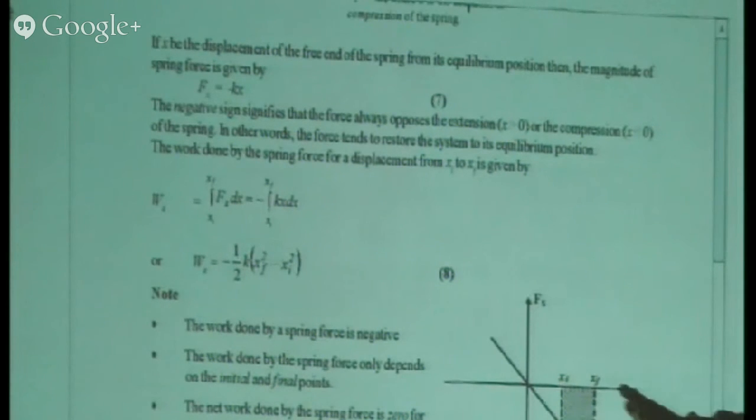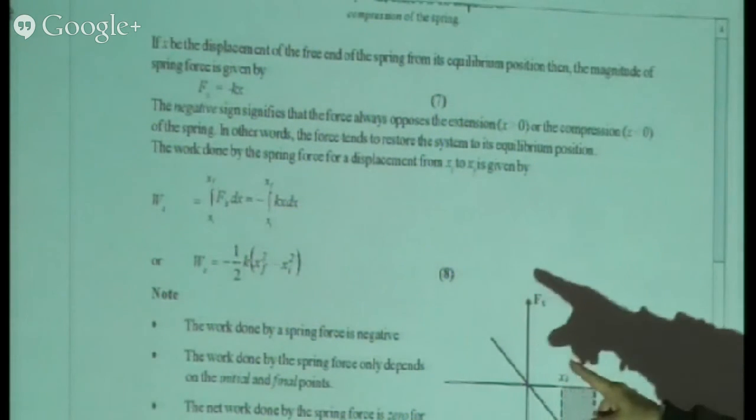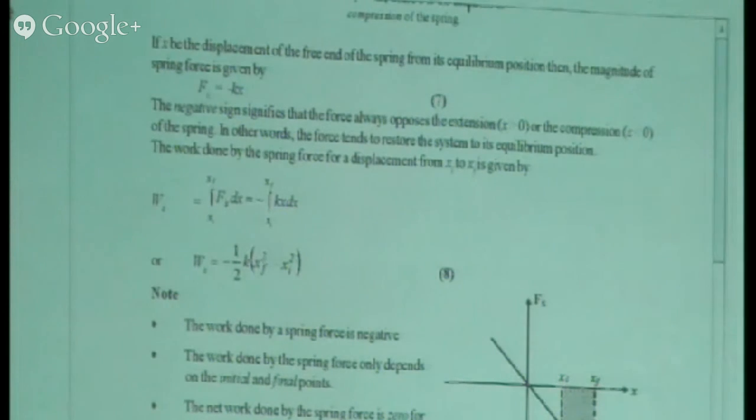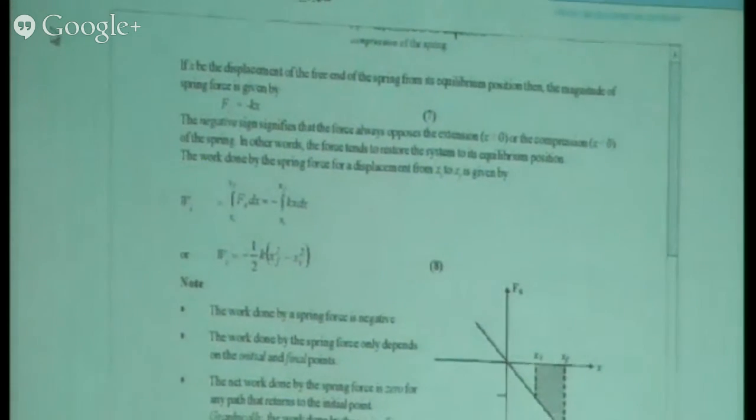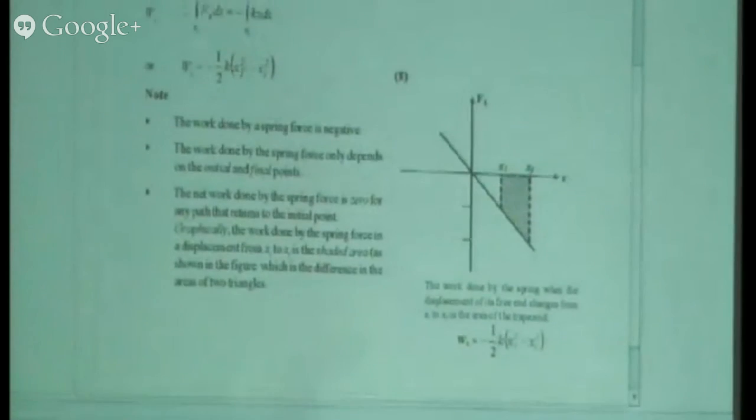So as the body moves from xi to xf, the magnitude of the work done is half into k into xf square minus xi square. And one can make out from this picture that this is nothing but the area of the shaded portion shown in the graph. How? There are two right angle triangles. One right angle triangle has a base xf, and the height is half kf. So the area will be half into k into xf square, and then the unshaded triangle is half k xi square. So the shaded portion is half k xf square minus xi square.